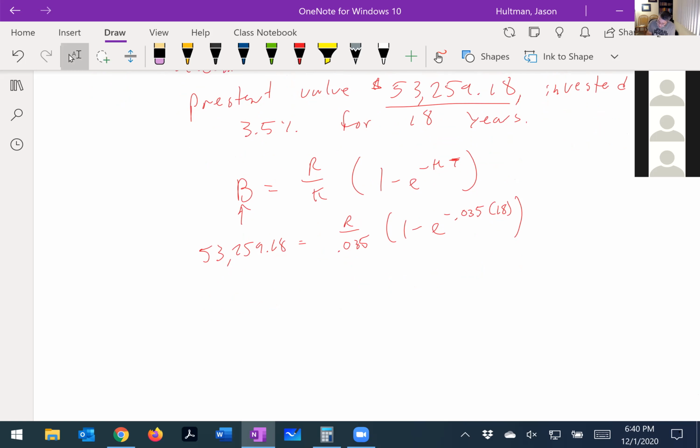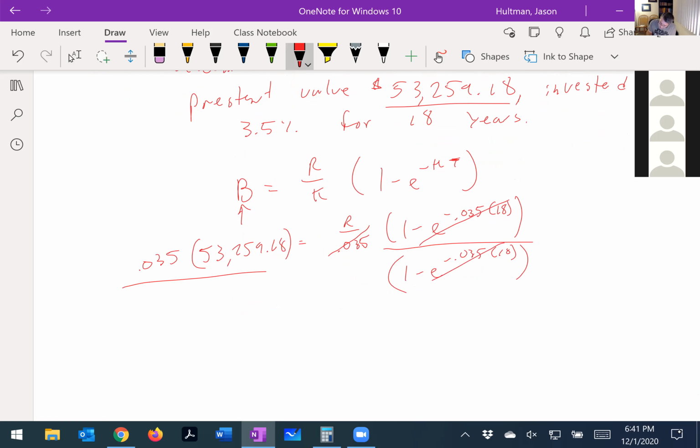Okay, so the first thing I want to do in solving for R is I want to multiply both sides by 0.035. That gets rid of this thing that's being divided, right? And then we can actually divide by this thing over here, 1 minus e to the negative 0.035 times 18. Divide that out, and we would get r.